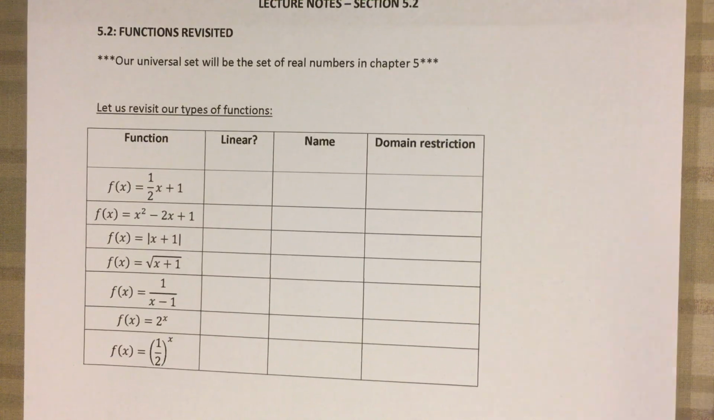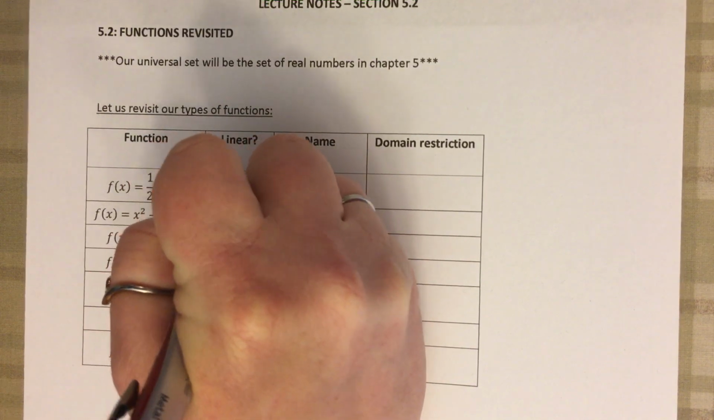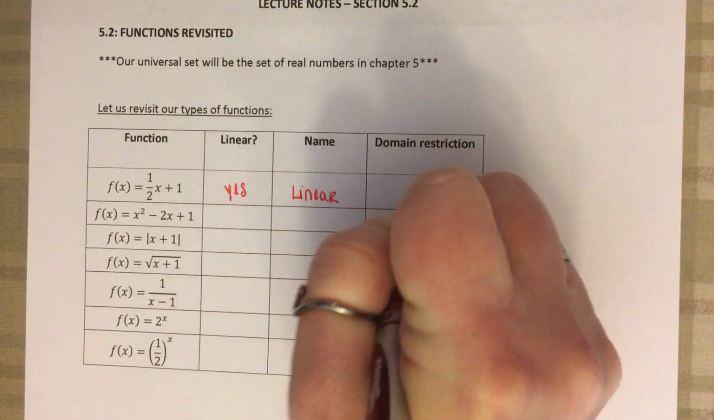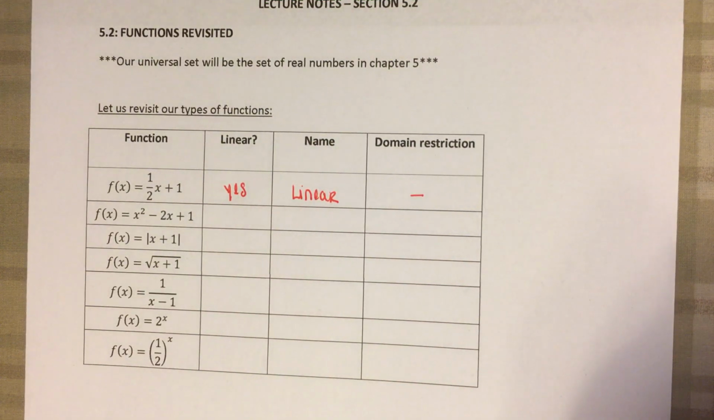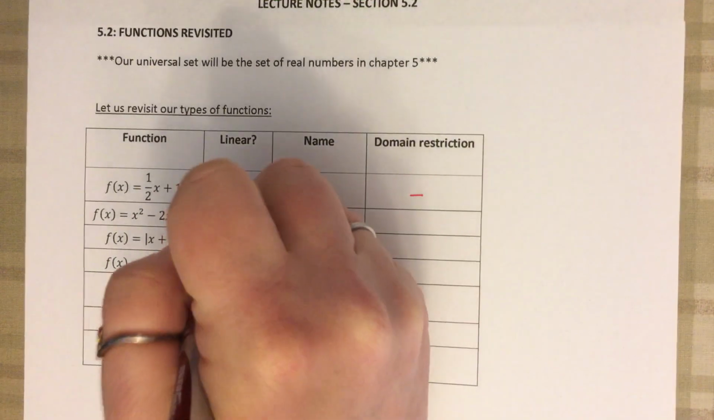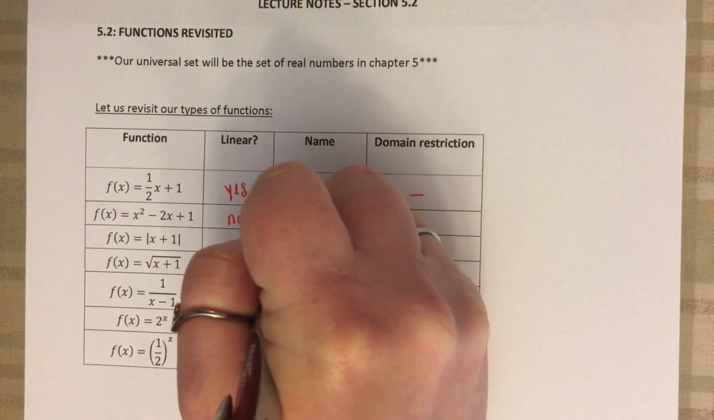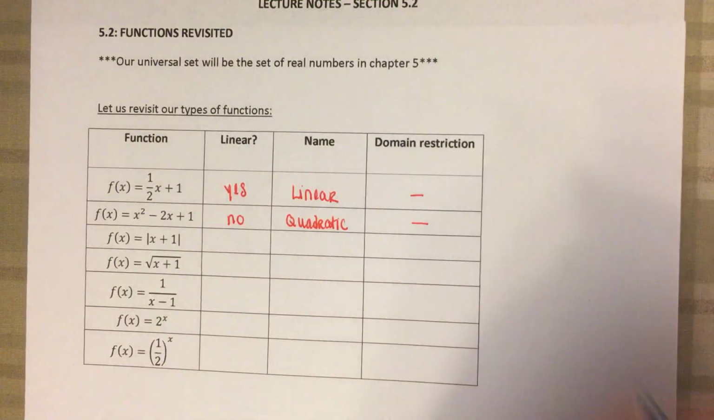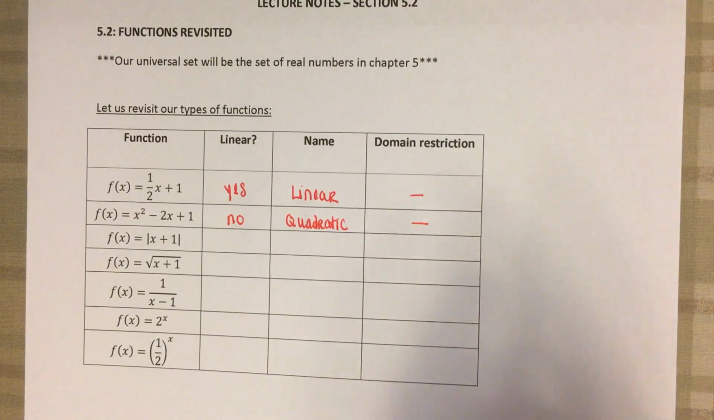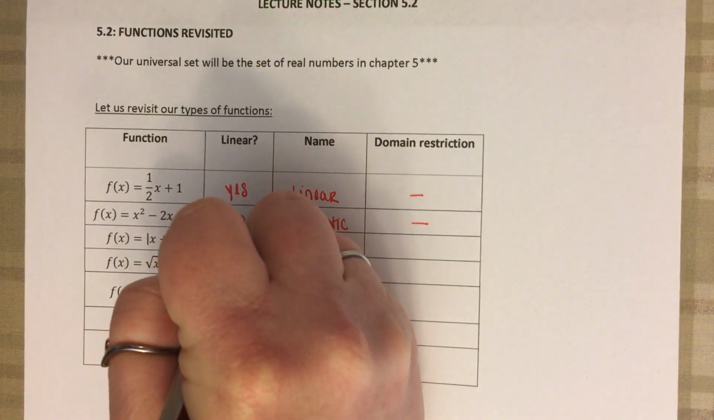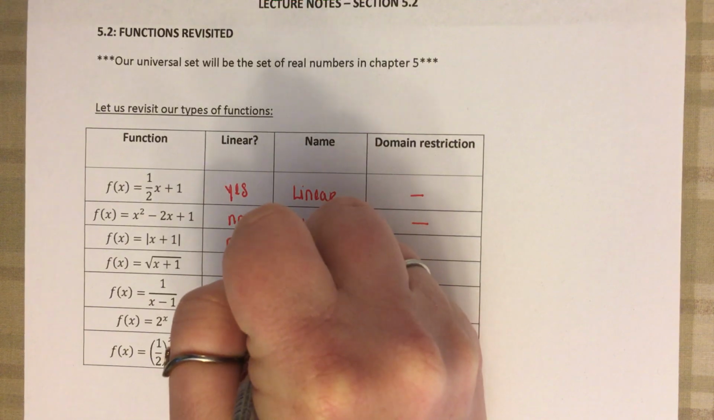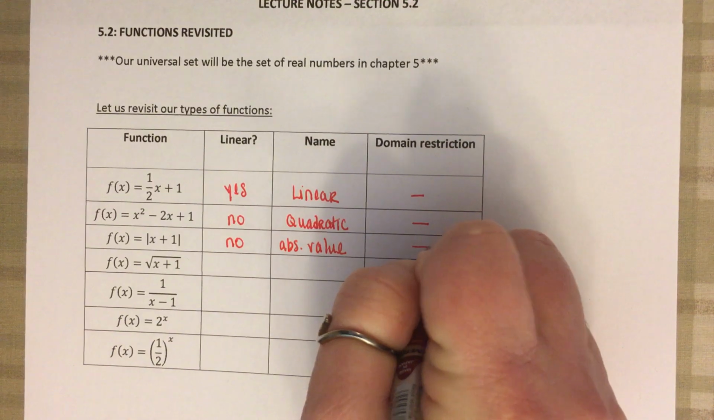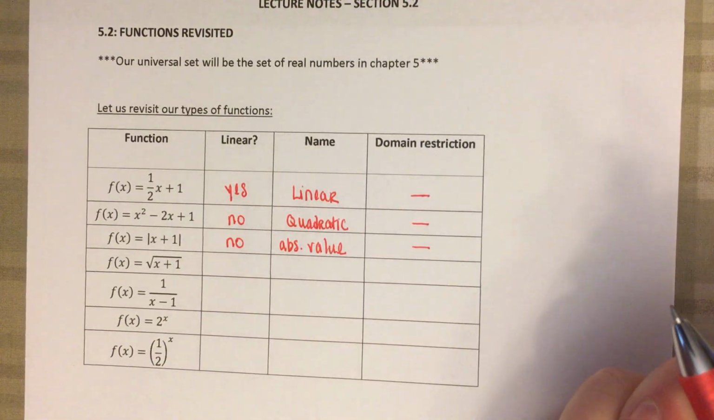Right? So looking at this first function here, yes, this is a linear function. Linear functions do not have any domain restrictions. Our next function is not linear. It is a quadratic function. Quadratic functions also do not have any domain restrictions. Our next function is not linear. We have an absolute value function. Absolute value functions also do not have any domain restrictions.